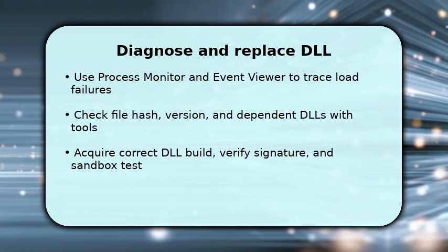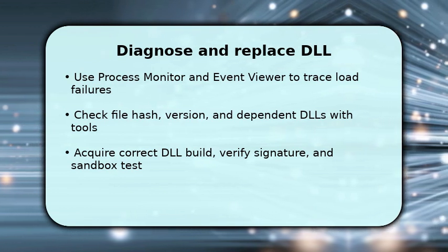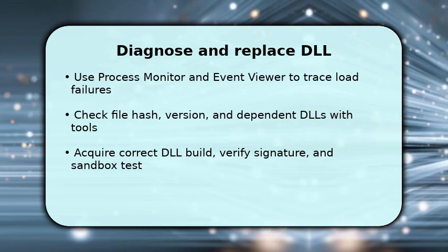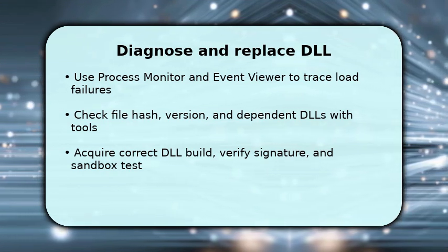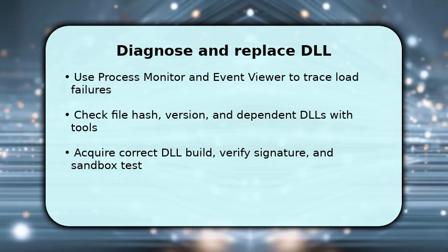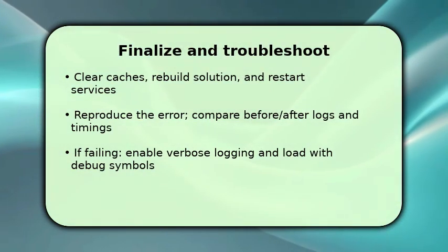Once you have the right build, verify its digital signature and test it in a sandbox or staging copy. Replace the DLL while the app is stopped. Restart only after permissions and ownership are correct. You finish by clearing any runtime caches, rebuilding the solution, and restarting dependent services so the change becomes active.